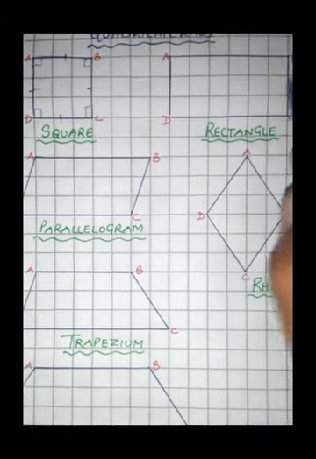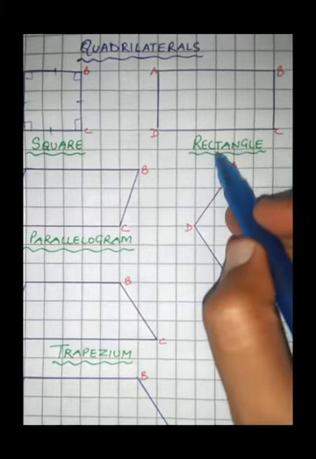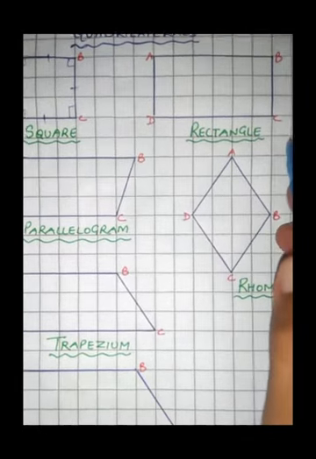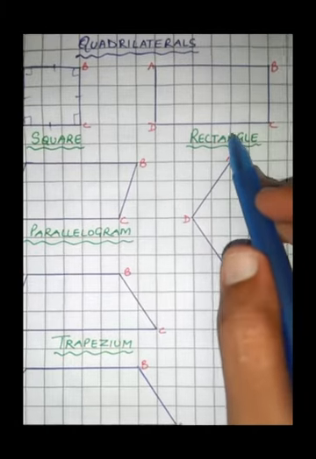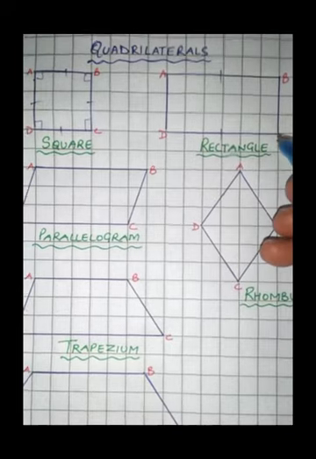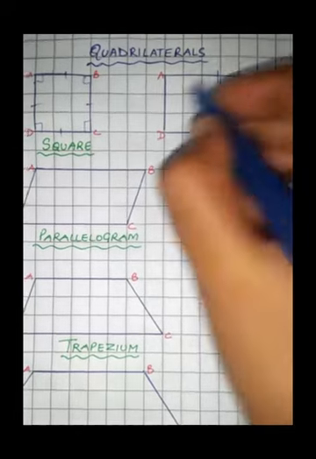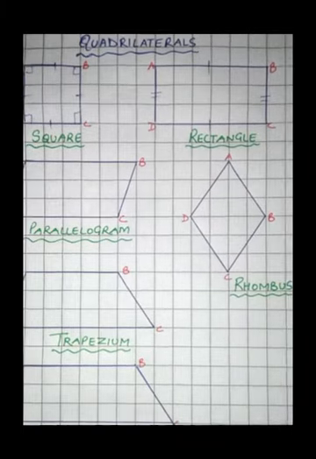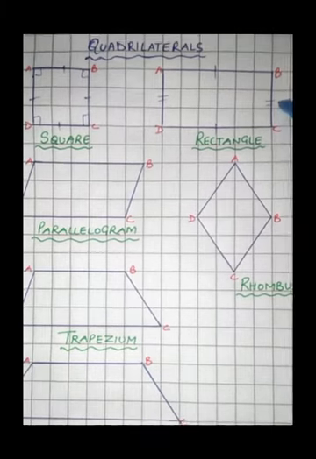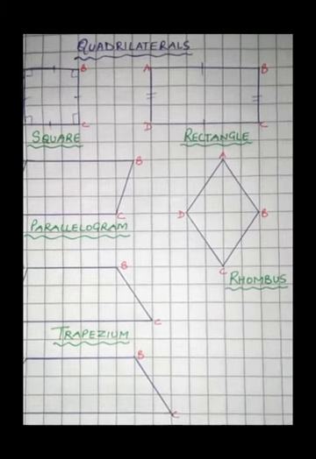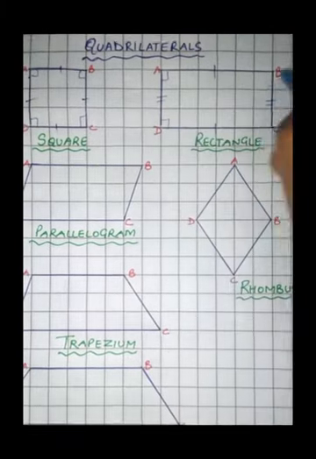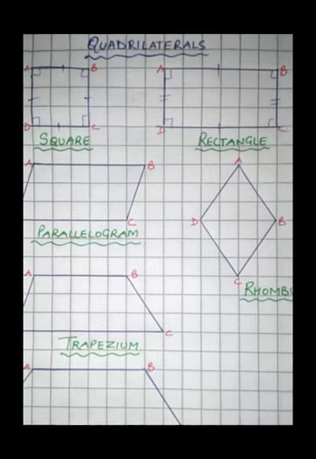Okay. Now we are coming on to the next quadrilateral, that is a rectangle. Here you can observe that all the sides are not same. Here the opposite sides are same. You can see here side AB and side DC are equal and side BC and side AD are equal. So in a rectangle, opposite sides are equal to each other. And what about the angles? Just like squares, here also all the four angles are equal to 90 degree.